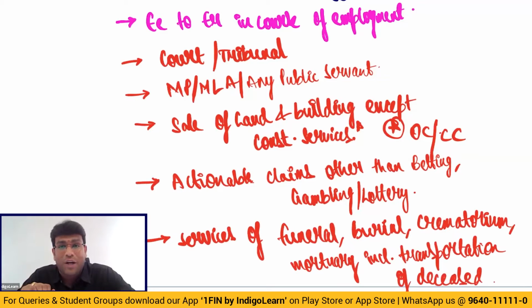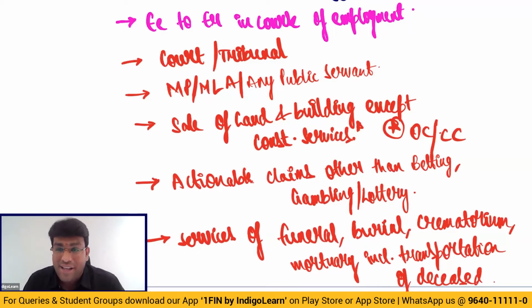So what is that line, my dear friends? Actionable claims other than what? Betting, gambling, lottery. And after that, what is the last point we wrote? Service of what? Funeral, burial, crematorium, mortuary, including transportation of deceased. That is also not taxable because it is neither regarded as supply of goods nor regarded as supply of service. If it is not supply of goods, not supply of service, then there is no question of GST. Because always keep in mind, GST will apply only if the transaction is supply. If it is supply, then only GST will apply. That is why it is important to know the meaning of supply.